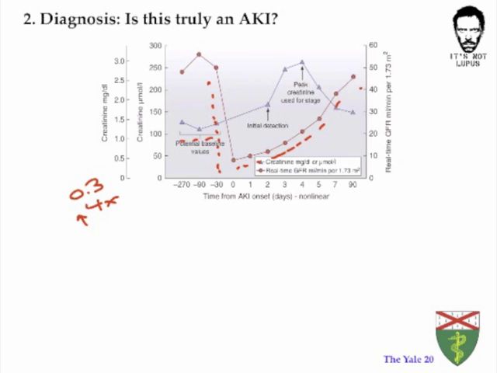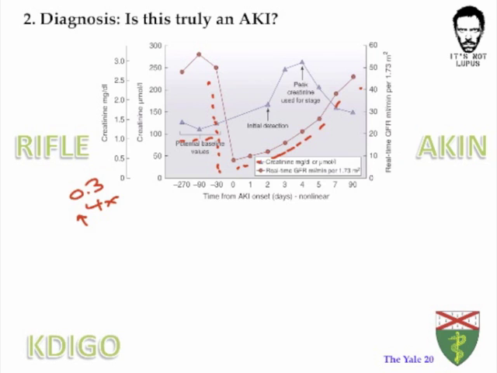With this in mind, there have been several attempts to create a unifying definition using both creatinine and urine output, including the RIFLE criteria, standing for risk, injury, failure, loss, and ESRD, the AKIN, Acute Kidney Injury Network classification, and now the recent Kidney Disease Improving Global Outcomes guidelines that have merged the two.